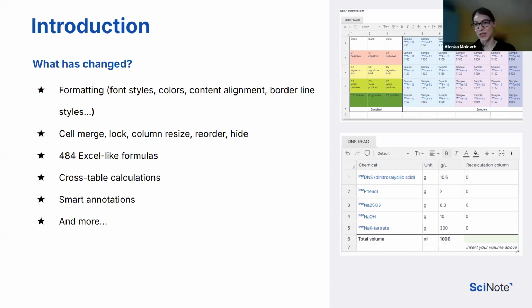What is most important for these tables is that we introduced more Excel-like formulas. Currently, there are 484 supported formulas. We also enabled cross-table calculations within the same page. So as long as the tables are within the same page in SideNote, you can cross-reference between them and use those tables for calculations. We also introduced smart annotations to tables and wall plates, which were not supported before, and a few other smaller features that we might mention during the use cases today.